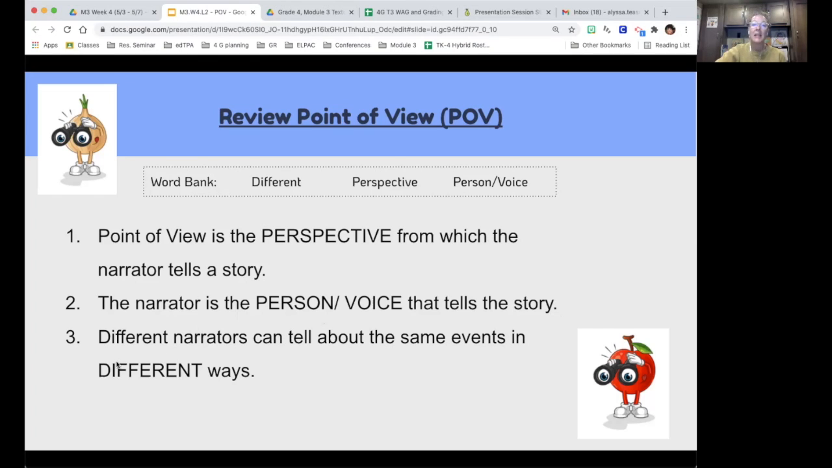Number three, different narrators can tell about the same events in different ways. Just remember, there's always two sides to a story. And so different narrators have different viewpoints and experiences of similar events.